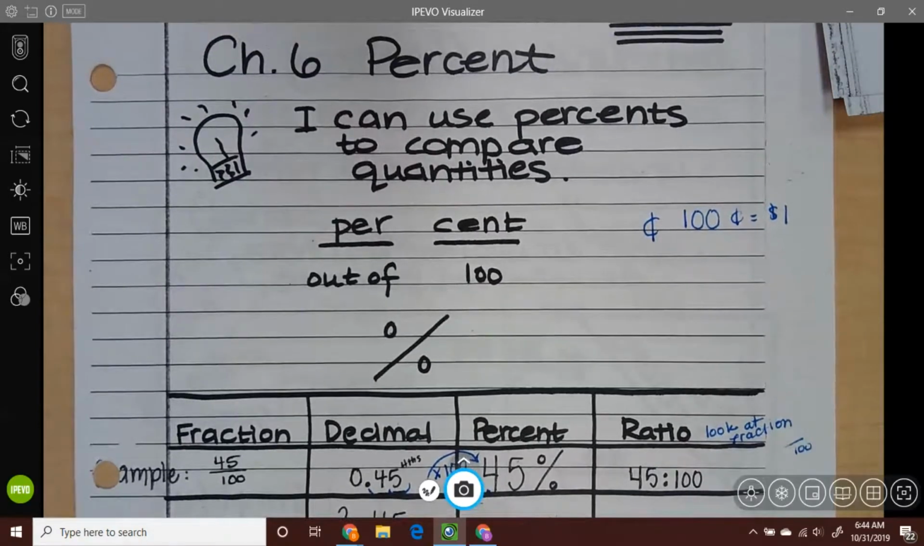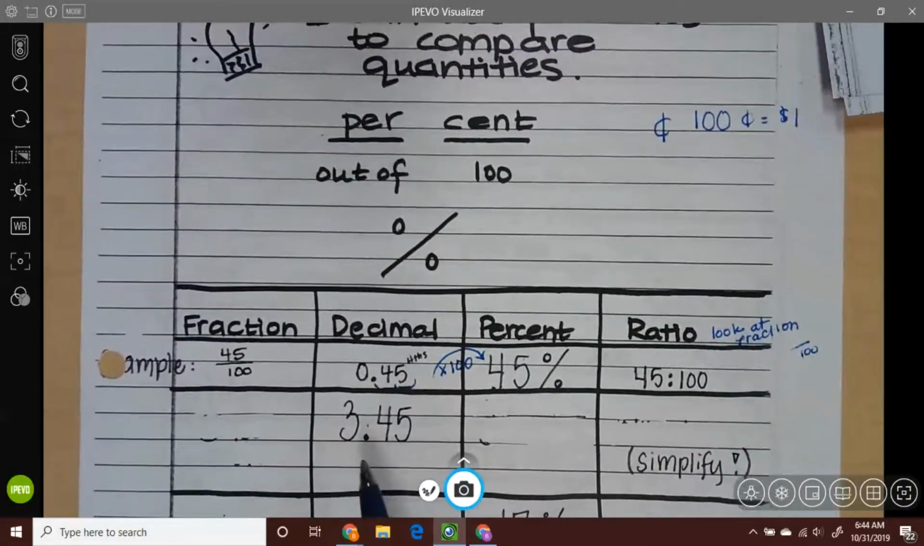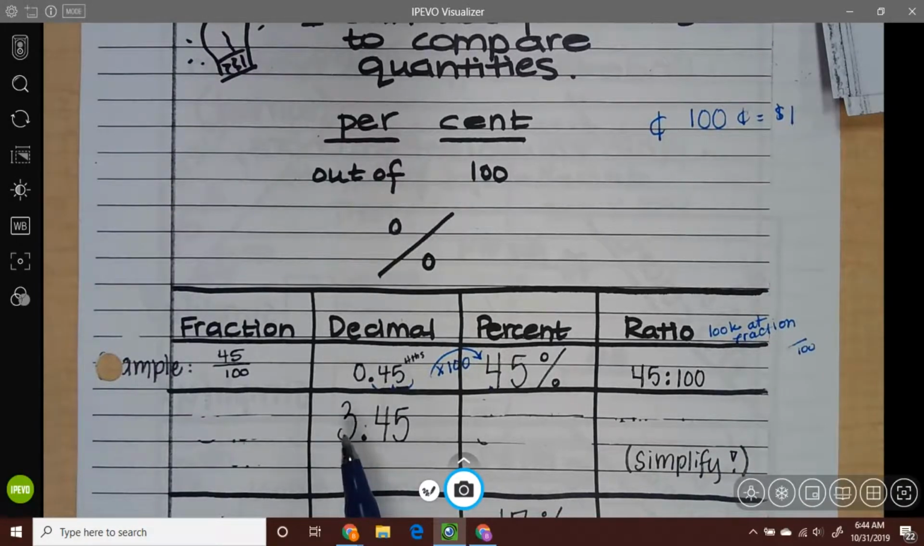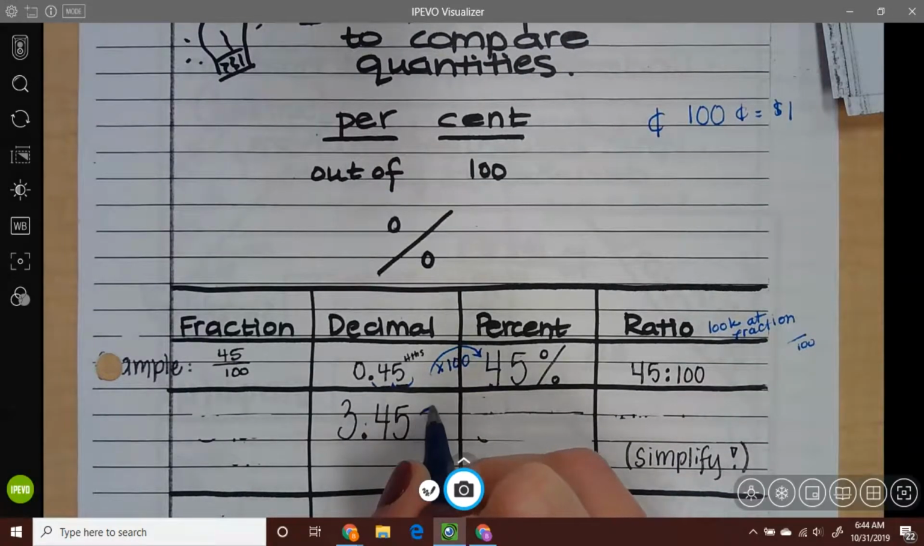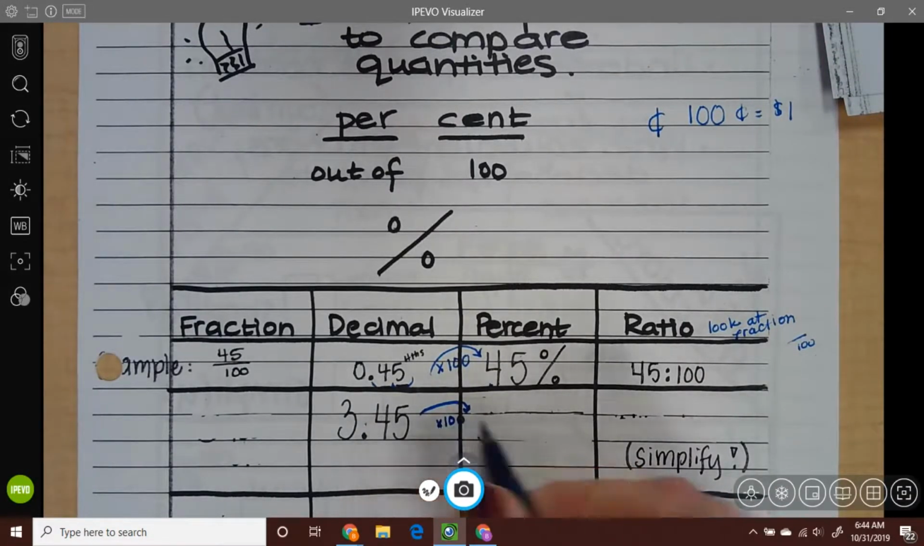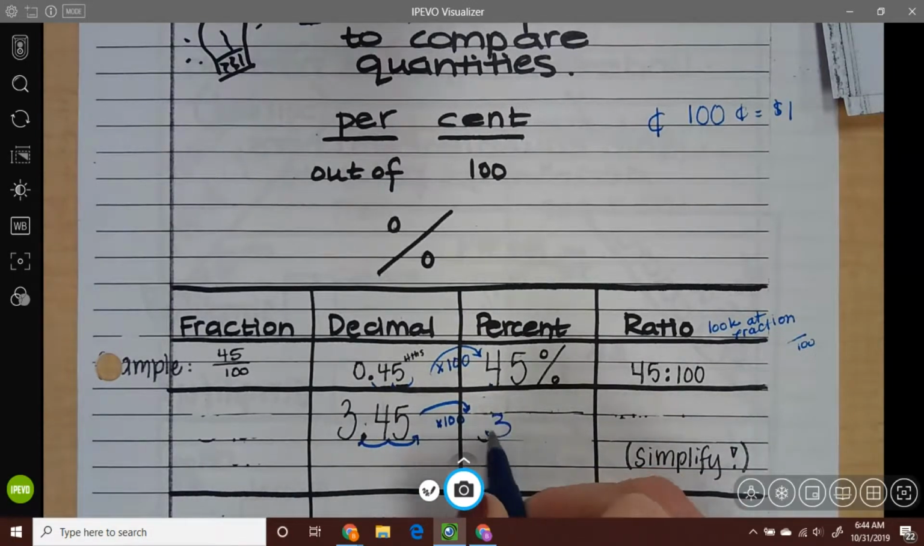So on the next line, I want you to write down in the decimal column 3 and 45 hundredths. So remember, to get from a decimal to a percent, all we do is multiply times 100, which means we move the decimal place to the right. So this should be 345%.